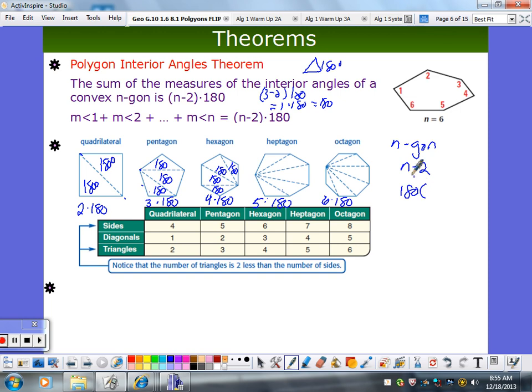Well, each triangle is 180. So you just multiply by the number of triangles. And there you go. Got that formula. And it works for any polygon.